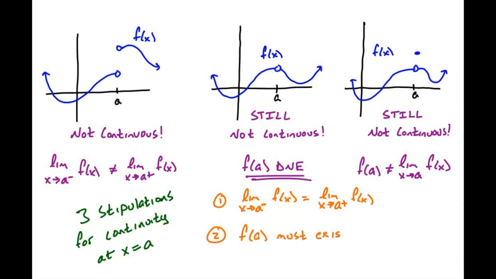Pretty straightforward. And lastly, just because f of a exists doesn't mean it exists in the right spot. It might be up here and not in the hole. So the last stipulation we must follow for continuity at x equals a is we need f of a to be in the hole and not fill the hole. So we need f of a to equal the limit as x approaches a of f of x. And that's it. There's our 3 stipulations for continuity of a function at a point.